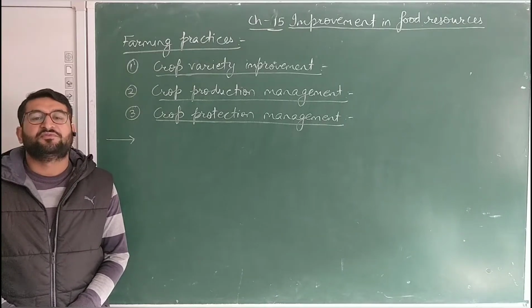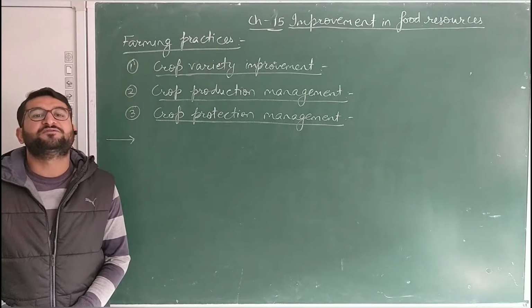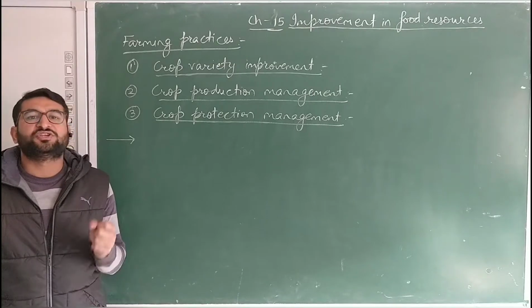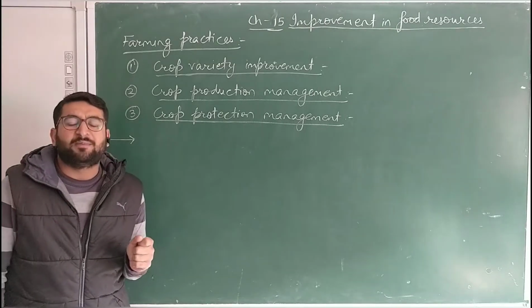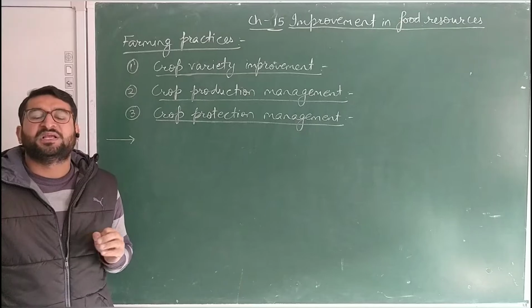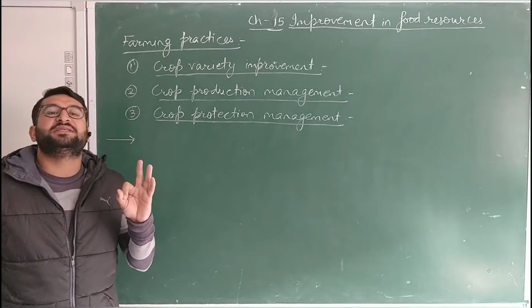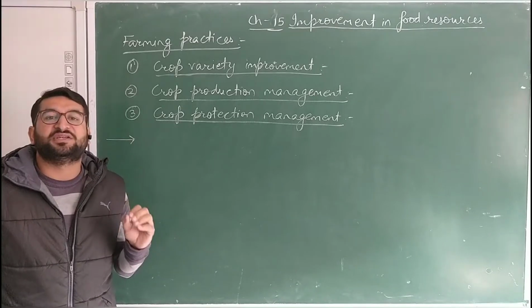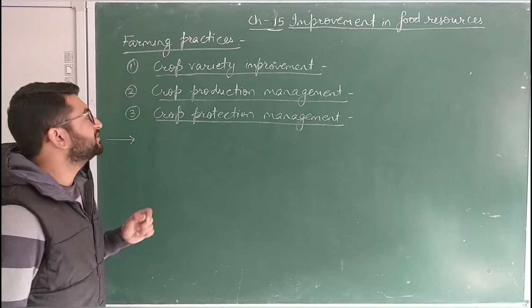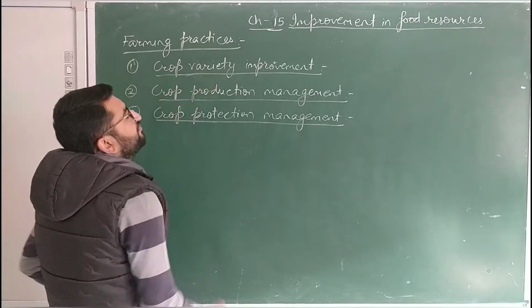Hello children, we are discussing chapter 15, improvement in food resources. In this video, we'll discuss the farming practices. There are in total 3 farming practices required to increase the yield as well as the quality of a crop. The first is crop variety improvement.